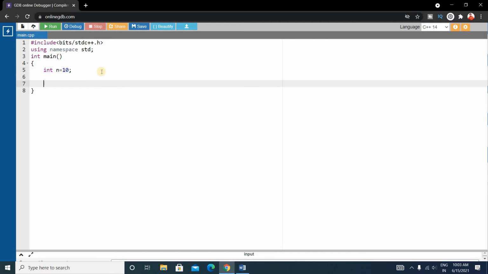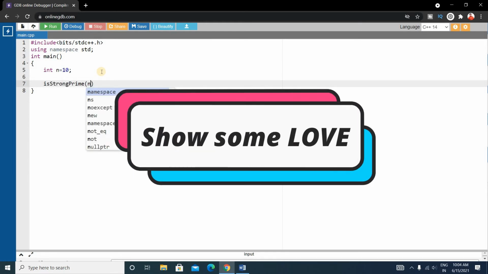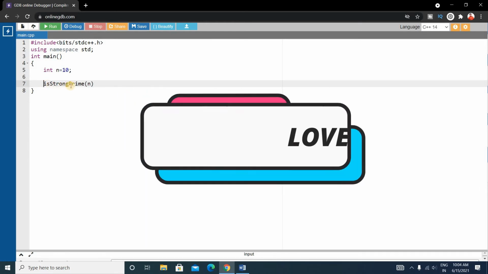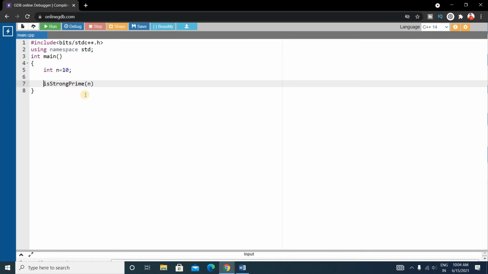Okay, now we need a function to check if this is a strong prime or not, and inside this strong prime function we'll check if this number is prime or not. So first we'll call this function, isStrongPrime. We'll pass this value from here, and if this function returns true, then we'll print yes, and if this function returns false, then we'll print no, that is this is not a strong prime. So for that we can write an if else condition here.